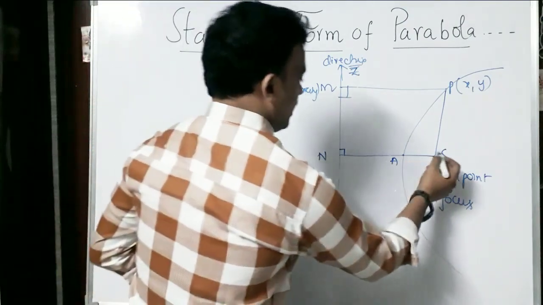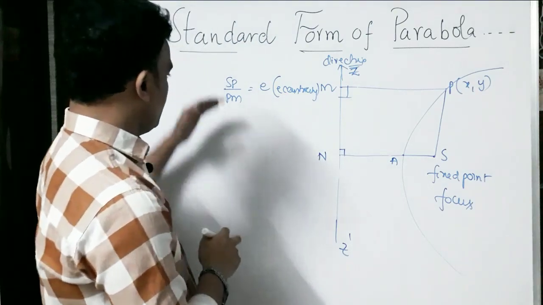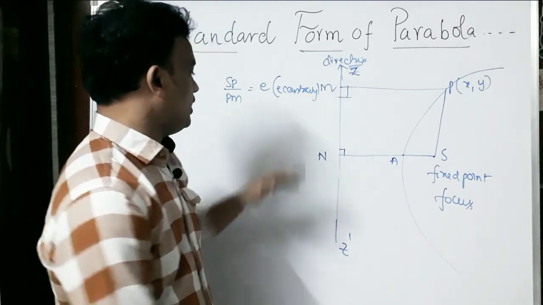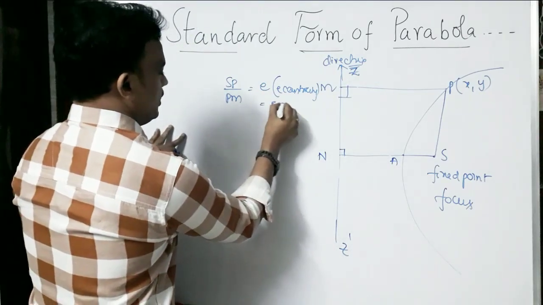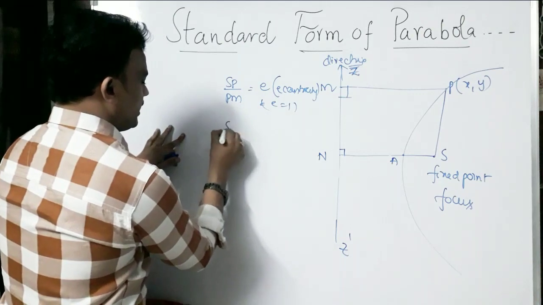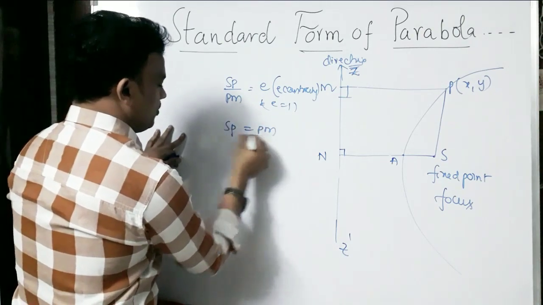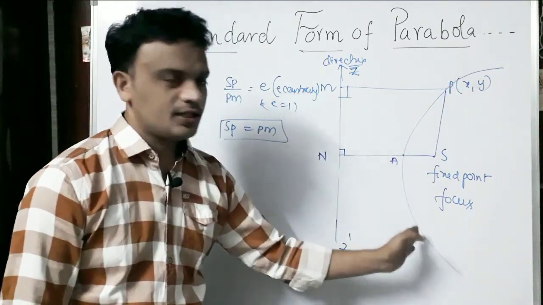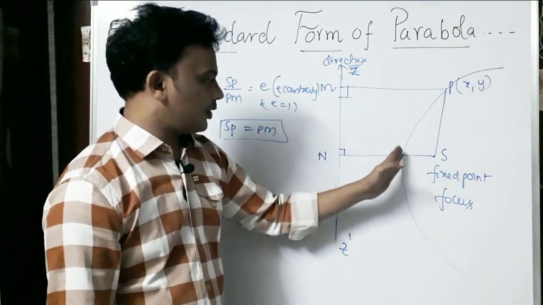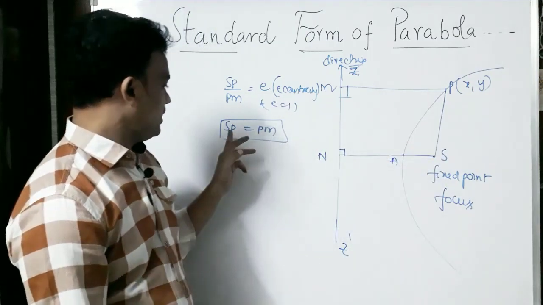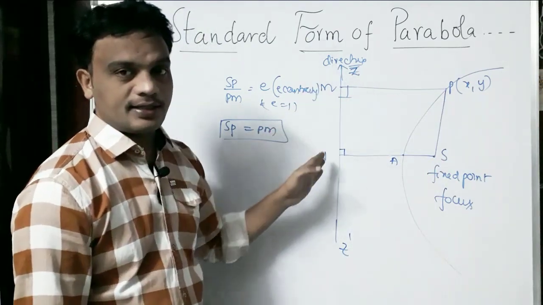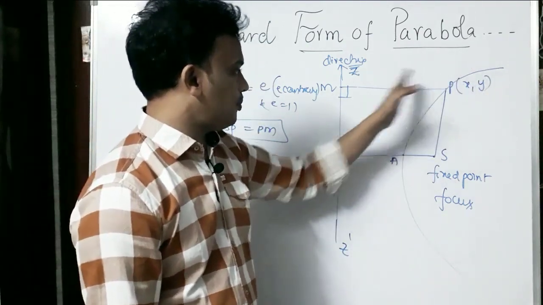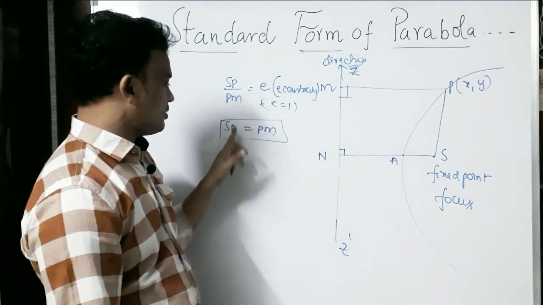According to my definition, SP by PM equals E, where E equals 1. If E equals 1, this is nothing but a parabola, so I can write SP equals PM. SP equals PM means that if you take any point on the locus, that locus point is equidistant from S and from the directrix. Am I right or not? Please try to catch my point. SP by PM equals E, E equals 1, SP equals PM.